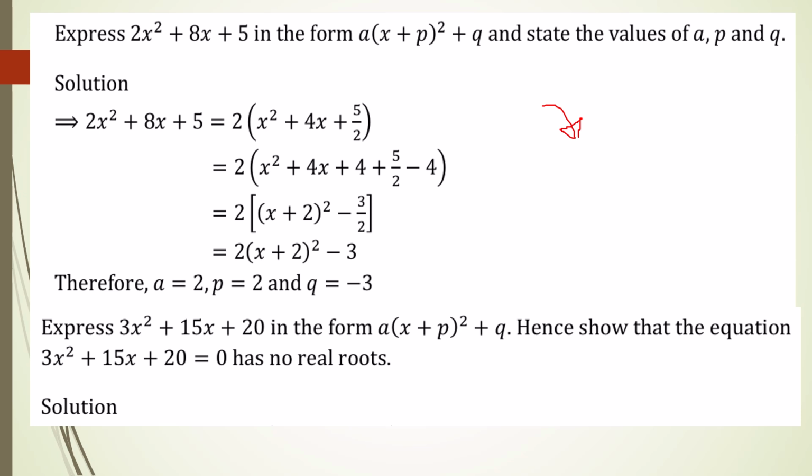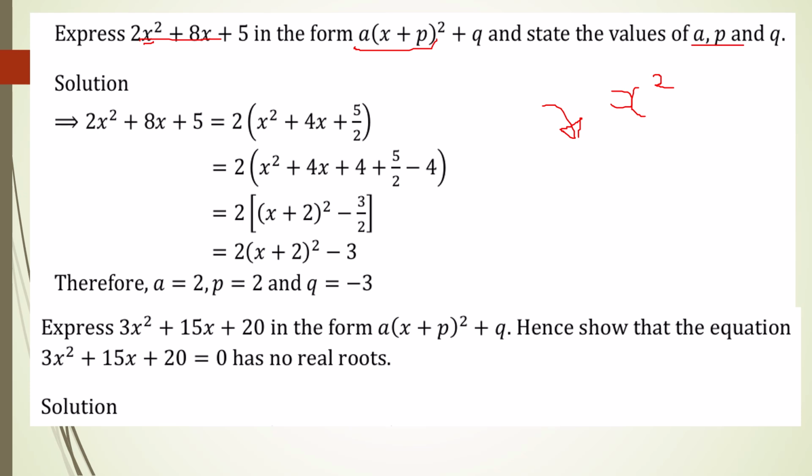Now example 2, we are having a scenario whereby our value of x squared has got a coefficient. Remember that before you could start completing squares, the coefficient of x squared must be +1. So we must complete squares for the quadratic expression 2x squared plus 8x plus 5. And after completing squares, our expression must be in this format. And then later we say the values of a, p and q.